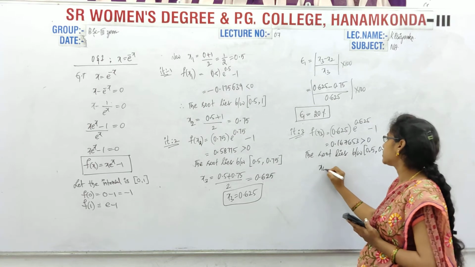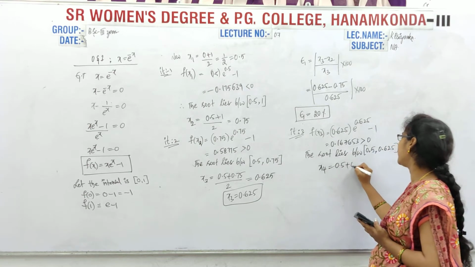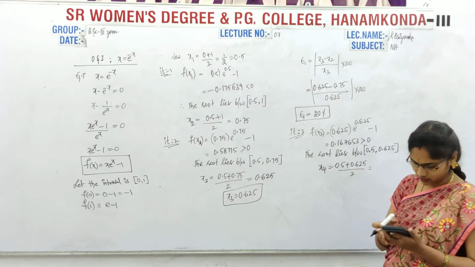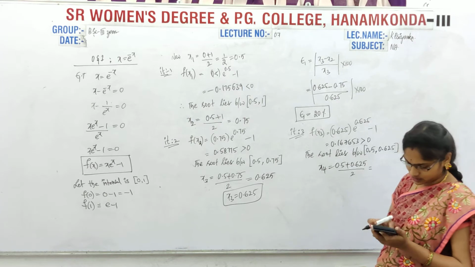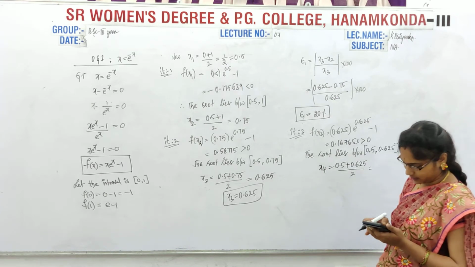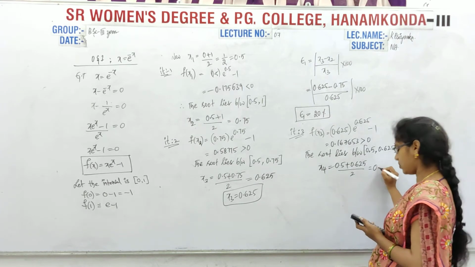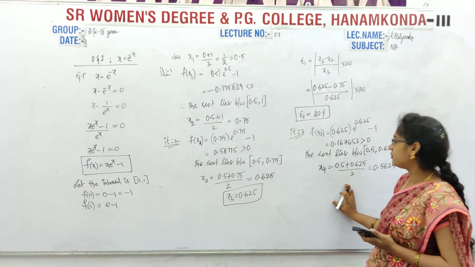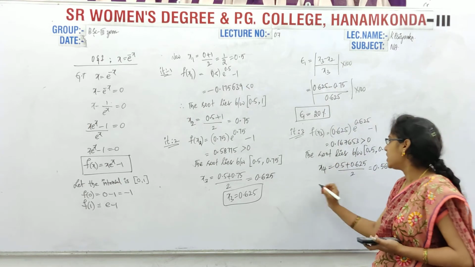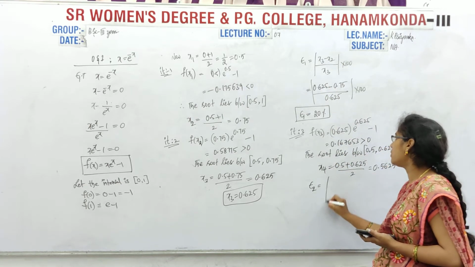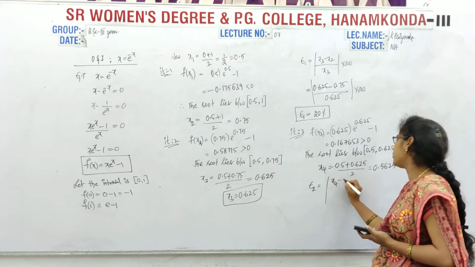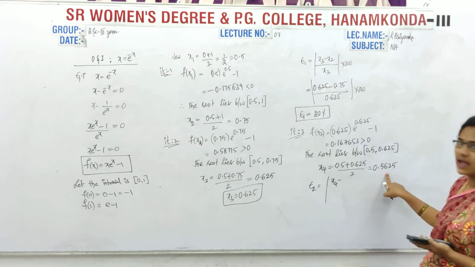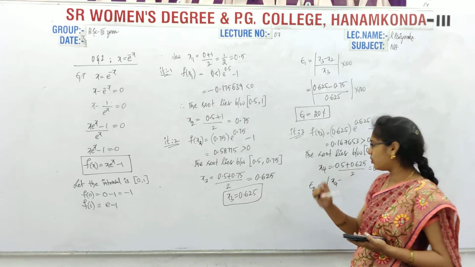Next what we have to calculate? x4. Now x4 equals 0.5 plus 0.625 by 2. Okay. Now 0.5 plus 0.625 divided by 2. Now it is 0.5625. Next what we have to do? We have to find the error. Now error is epsilon 2. Now x3 is finished now. Now x4 minus, and you have to observe that here we have 0.625 and here we have 0.5. That's why we have to go for the next iteration.